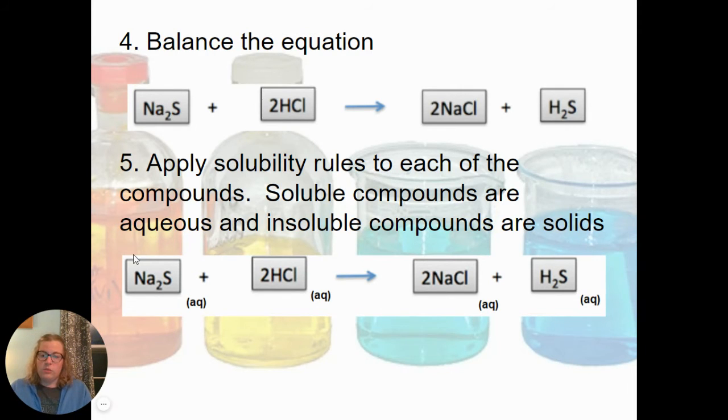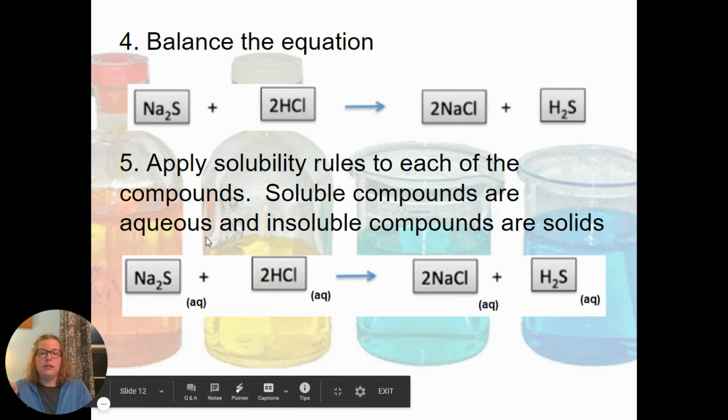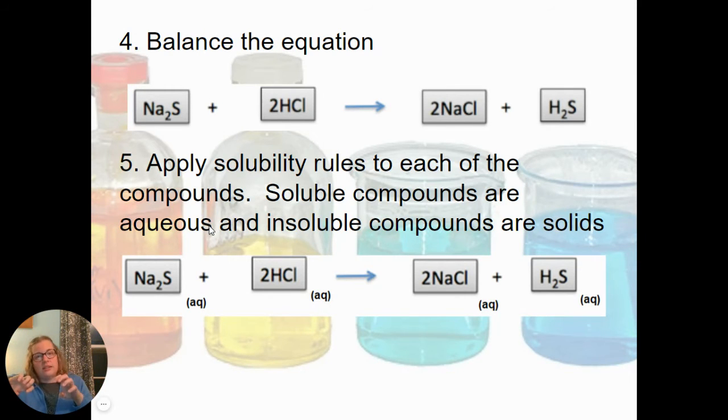If we look at the rules for Na and S, there's a rule about Na: it's an alkali metal. Alkali metals are soluble. There is technically a rule about the sulfides, and sulfides usually aren't soluble, but it doesn't really matter because it's got the Na in it, so that's going to be soluble. So we're going to write that as aqueous. The same thing for HCl.